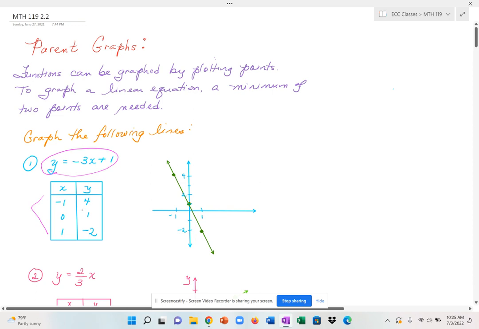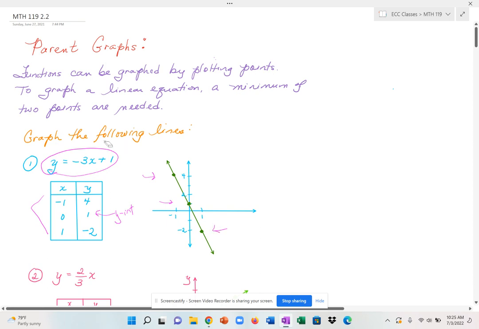And so when x is negative 1, y is 4. When x is 0, y is 1. Remember, that's a special point called the y-intercept. And when x is 1, y is negative 2. Each of those 3 points get plotted on this graph. So negative 1, 4 is here, 0, 1 is here, and 1, negative 2 is here.